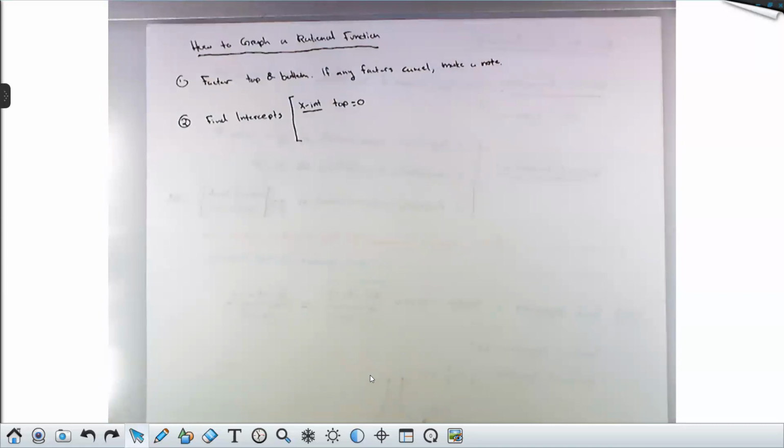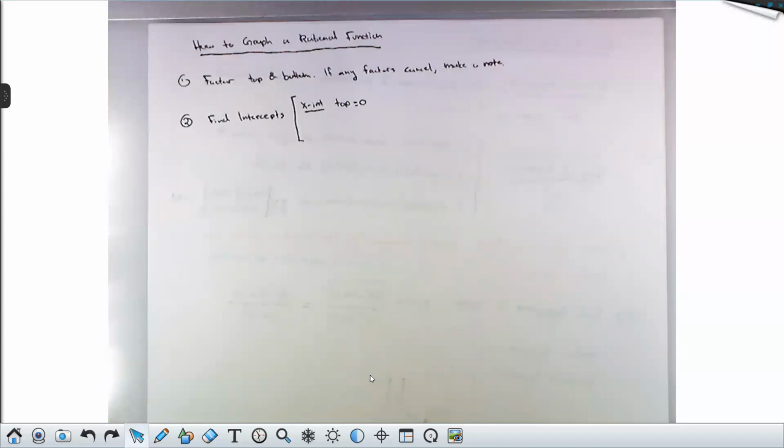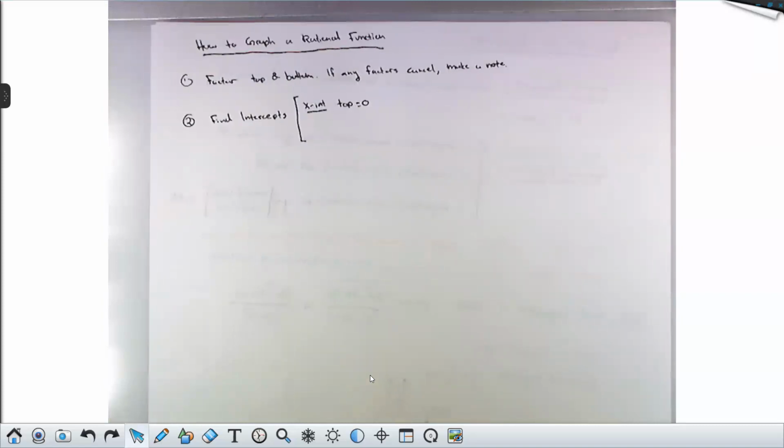And all the rules for local behavior near roots that you learned for polynomials apply to rational functions. So if the top has a factor of multiplicity 2, then your graph will bounce off the x-axis like a parabola there. If your top has a factor of multiplicity 1, then your graph will cross the x-axis, just like a polynomial.